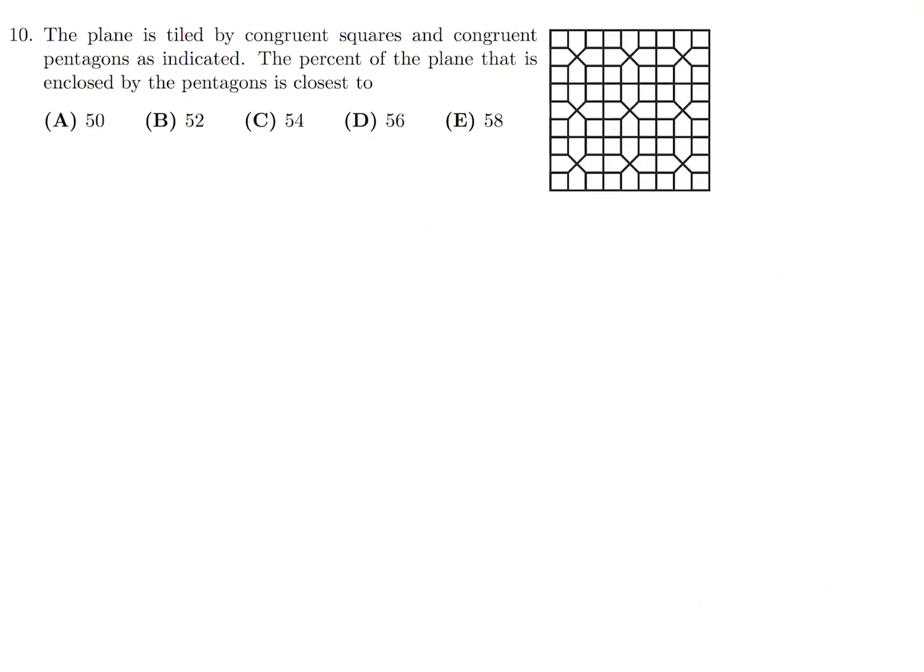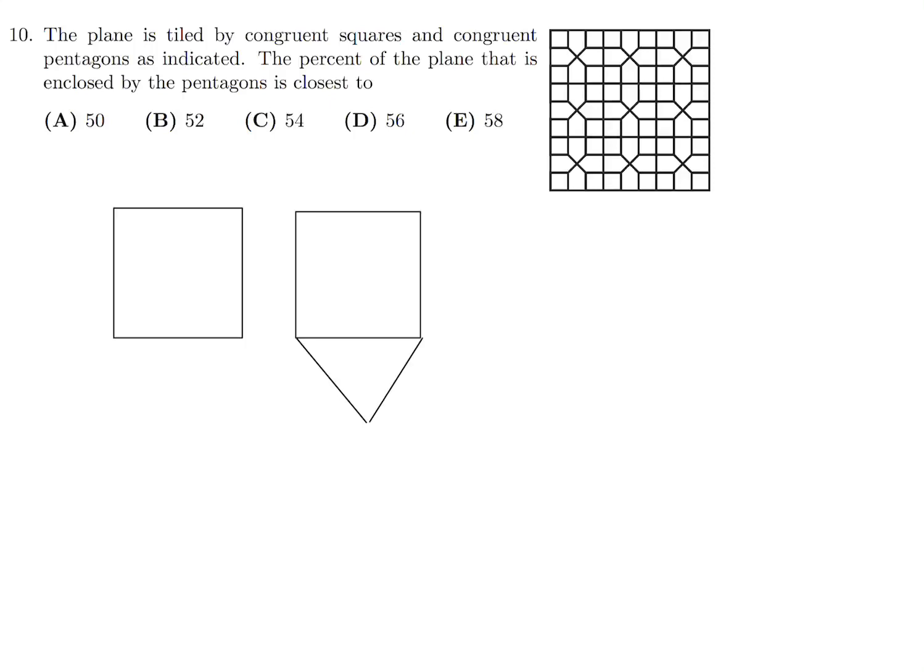The plane is tiled by congruent squares and congruent pentagons. As indicated, the percentage of the plane that is enclosed by the pentagons is closest to. All right, they have not given us any dimensions whatsoever, so I guess we just have to create them. We've got a square, and we've got a pentagon, and the pentagon, I believe, is drawn in a way so that the height matches from top to bottom 3 squares approximately.